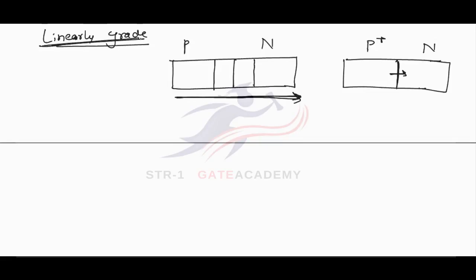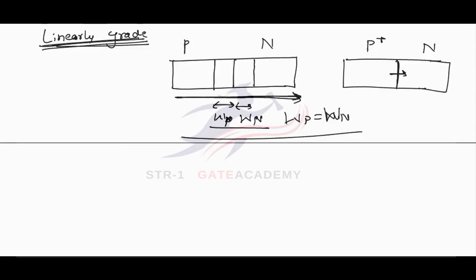In this linearly graded diode, the width of depletion layer will be almost equal on both the sides, Wn and Wp. We can say that for a linearly graded diode, Wp is equal to Wn. So this is sufficient for linearly graded diode. In exam, step graded p-n junction is asked only. We will solve one problem on step graded p-n junction.